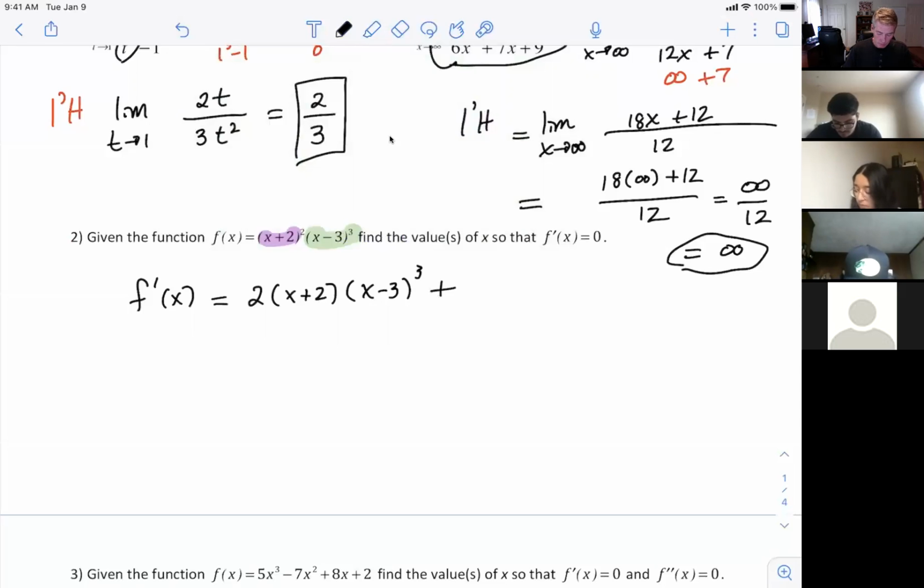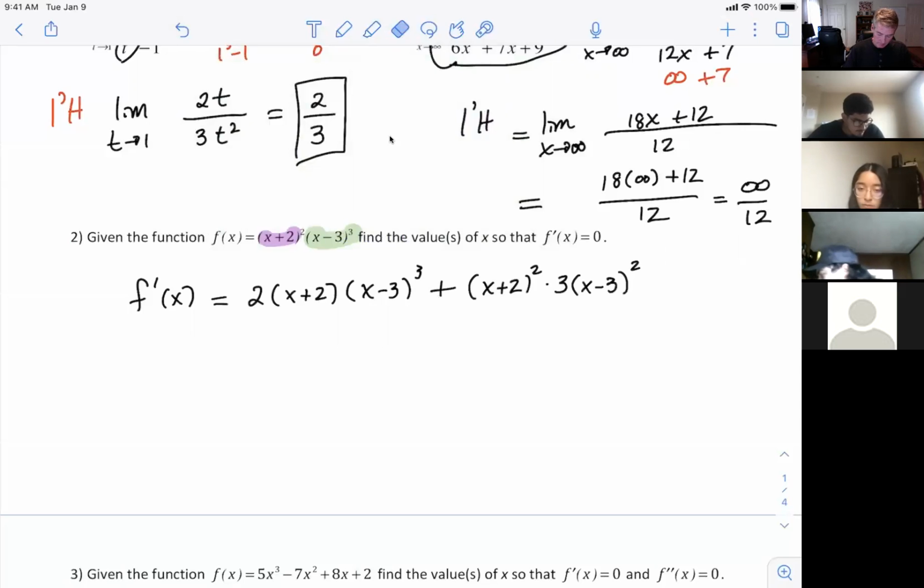Then the product rule goes plus, just copy down the purple one, x plus 2 squared. And now take the derivative of the x minus 3 cubed. So that'll be 3 times x minus 3 squared. And then set it equal to 0.